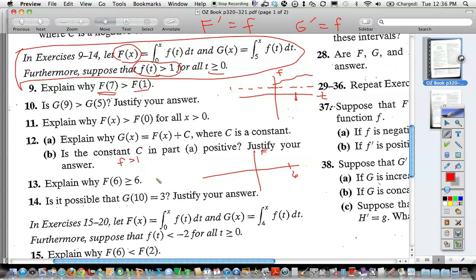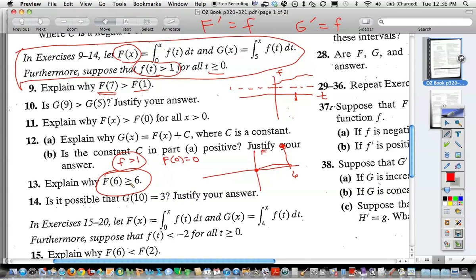What am I missing? Starting point. What's my starting point for big F? 0. Big F of 0 is 0, right? That thing I told you over here a minute ago that I hope you always see when you get an area function, that you notice that big F of 0 is 0. So if we're going to start big F at here, and the slope is always 1, that means if you go over 6, you've got to go up 6. So big F has to be 6 or more.